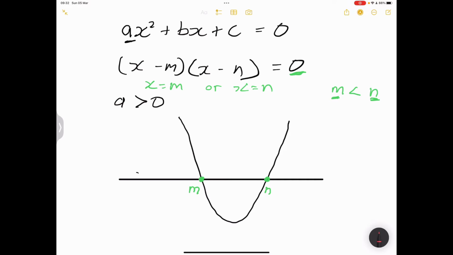It says before any value of m, so these are the x values, the x-axis, any x value that is less than m, so any value here, the corresponding y value there, and the corresponding y value there, all of those y values are positive. So any of those y values before the graph gets to m are positive.